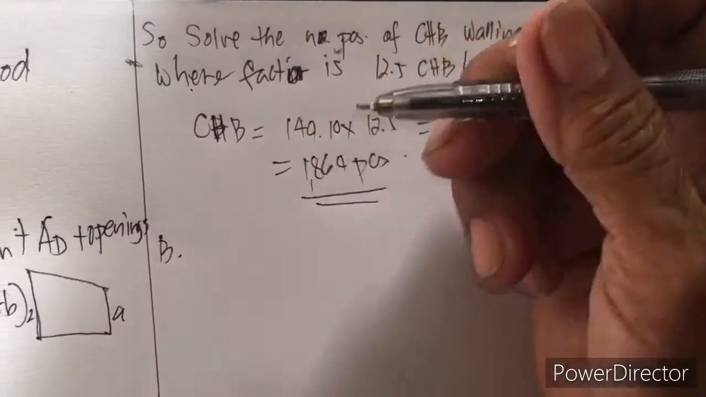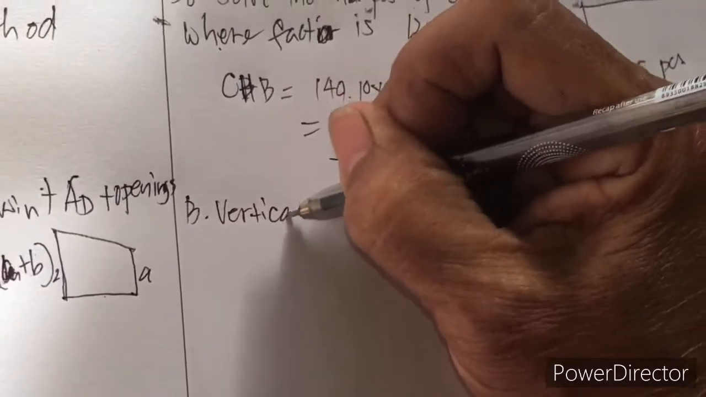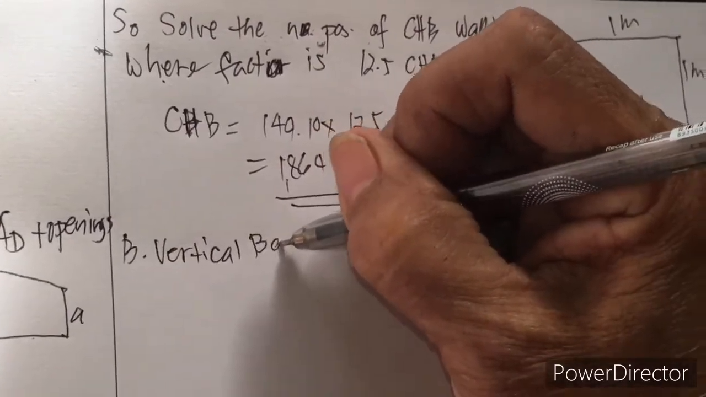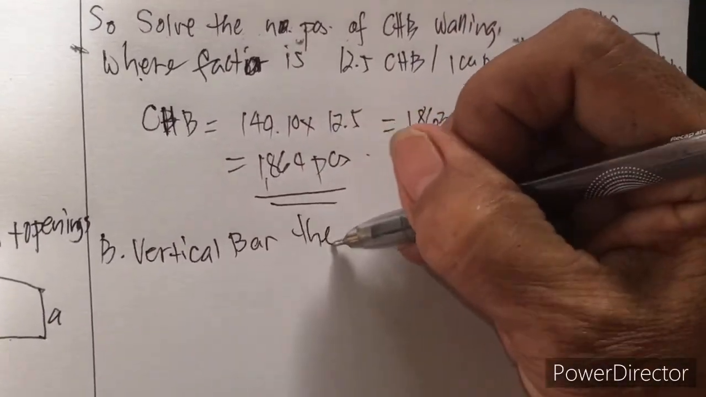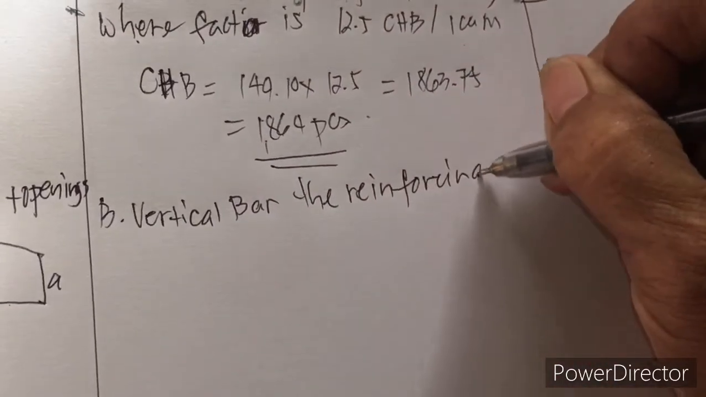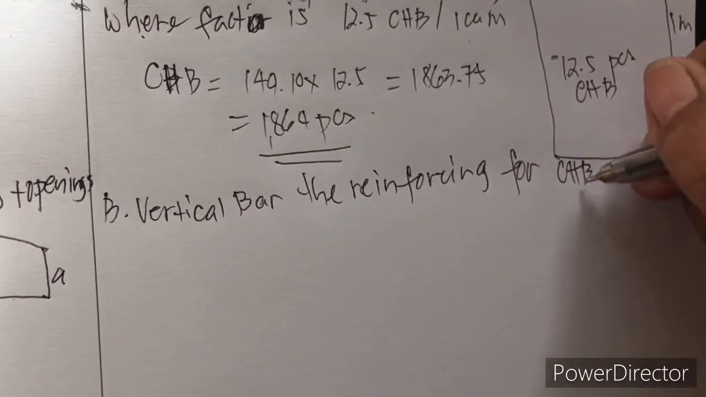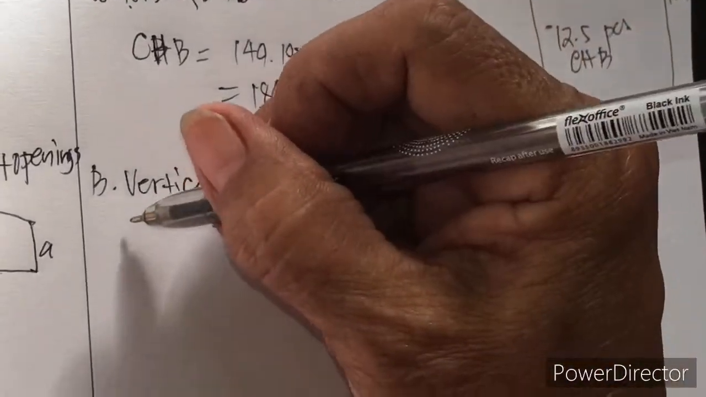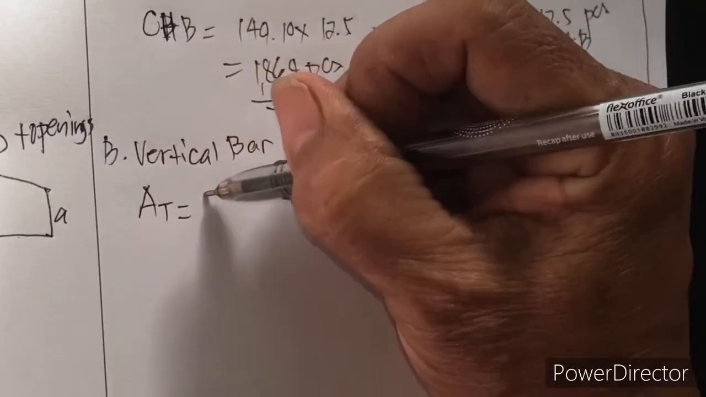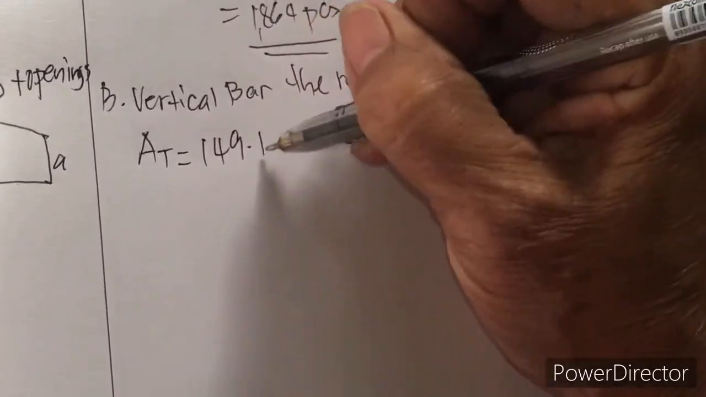Letter B, solve the bar reinforcement for CHB. First, we solve the vertical bars, the reinforcing bar for CHB, concrete hollow block. Remember the area total equals 149.10 square meter.